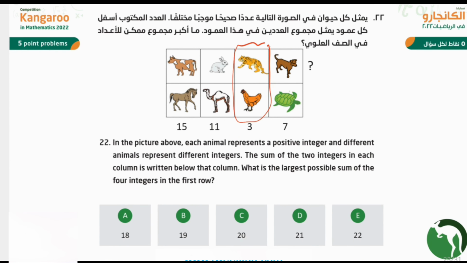We have the sum of these two integers is 3, so I will put here 2 and here 1. Now here we have 7, so I can put here 4 and here 3 because I cannot repeat the same integer. And now here we have 11, so I can write 6 and 5 here. And here we have 15, so I can write 8 and 7. Now if we sum the integers in the first row, we will obtain 20, and C is the correct answer.